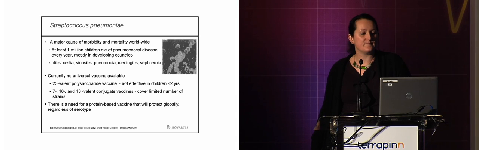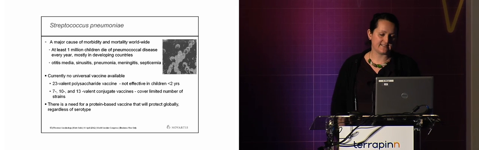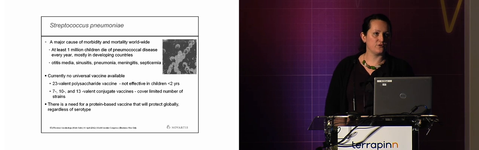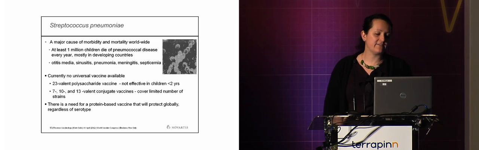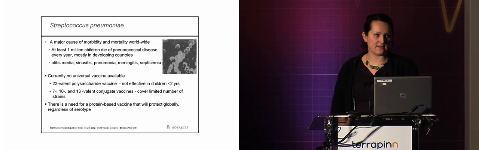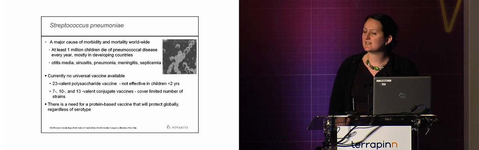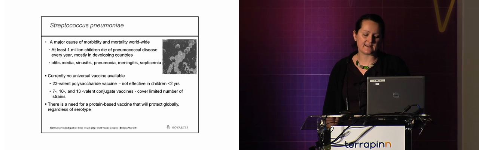So firstly, Streptococcus pneumoniae is a major cause of morbidity and mortality worldwide due to diseases ranging from otitis media, pneumonia, meningitis, and septicemia. And while there are several vaccines available, none of these afford universal protection. The 23-valent polysaccharide vaccine is ineffective in children under 2, and the multivalent conjugate vaccines still only cover a limited number of strains and serotypes. Therefore, there remains a need for a protein-based vaccine that could protect against globally circulating strains regardless of their serotype.